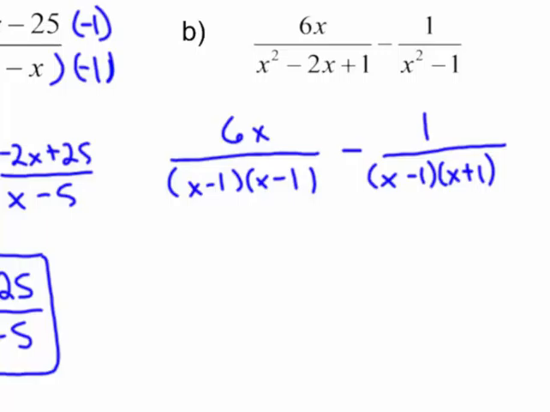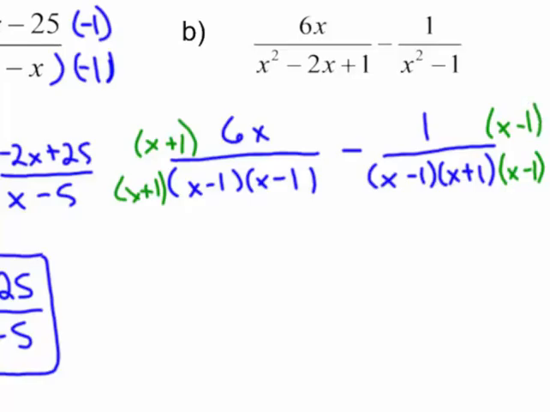So I look, what are they missing? What does the second one have that the first one doesn't? Oh, an x plus 1. So I'm going to have to multiply the first one by x plus 1 on the top and x plus 1 on the bottom. What does the first one have now that the second one doesn't? Oh, that has another x minus 1.